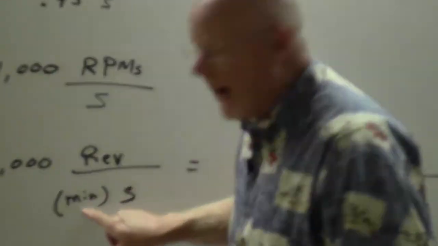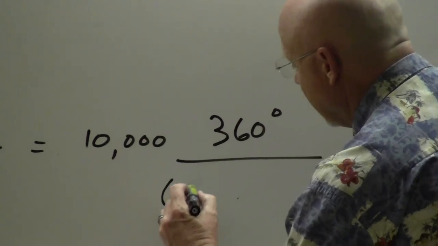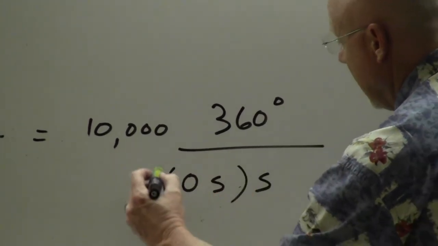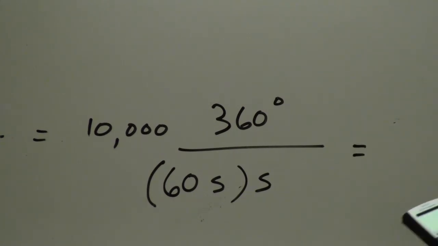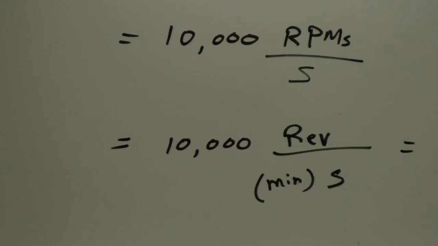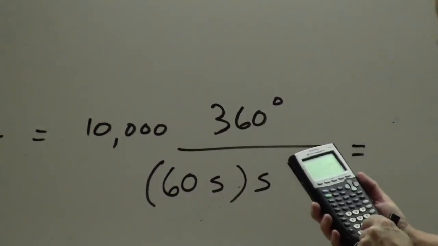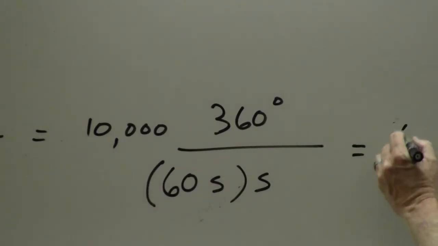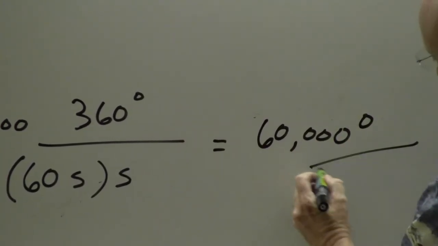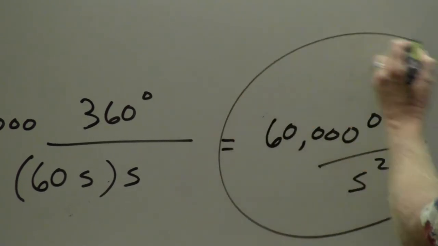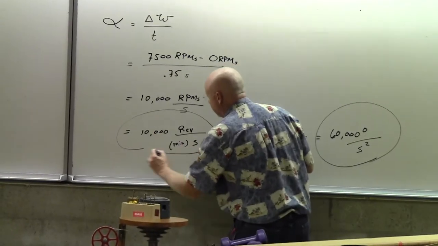And I didn't put it on the board, but I think you already know that a minute is 60 seconds. So I could replace the 1 minute with 60 seconds. And so if I get out my calculator and go 10,000 times 360, then divide that by the 60, I get 60,000 degrees per second squared.